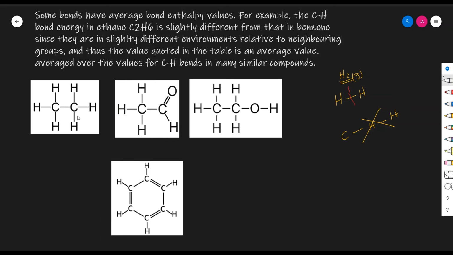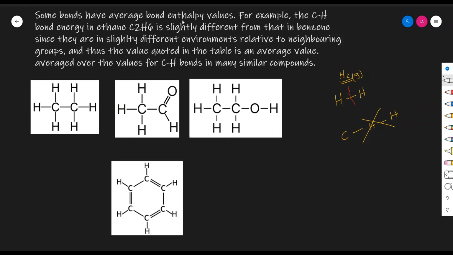Thus, since we have variable bond enthalpies for these carbon-hydrogen bonds, what was done was they were averaged over several similar compounds to produce a bond enthalpy for the carbon-hydrogen bond. And thus, this is not a bond enthalpy. This is an average bond enthalpy. Allow me to read this paragraph here.